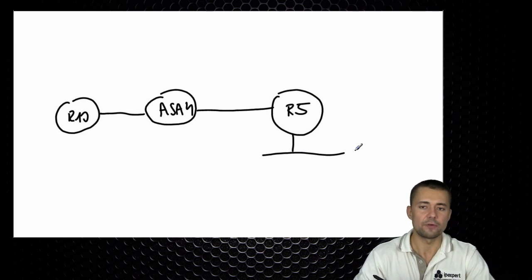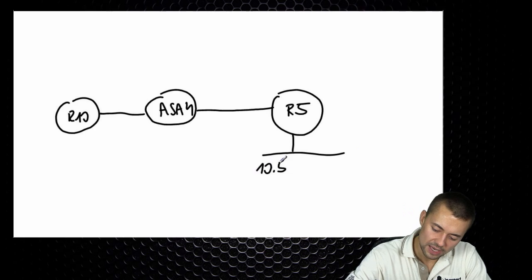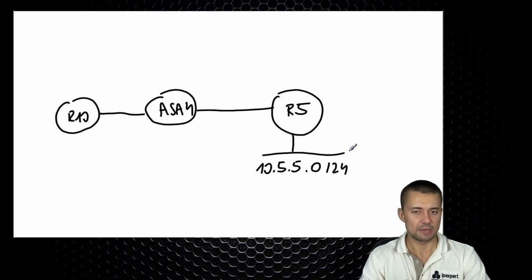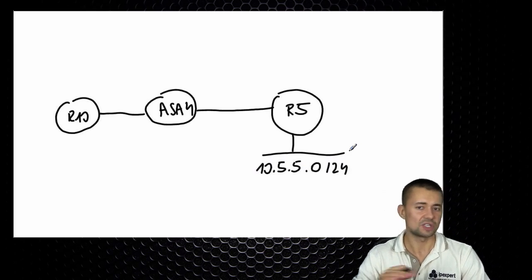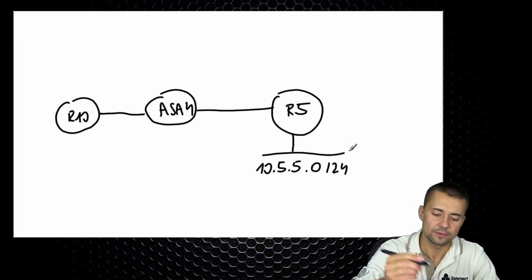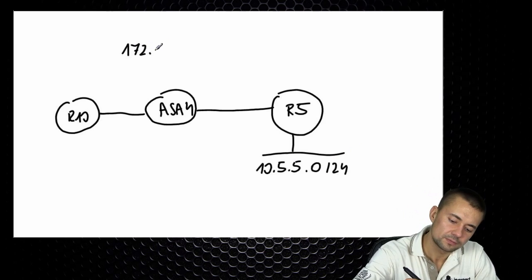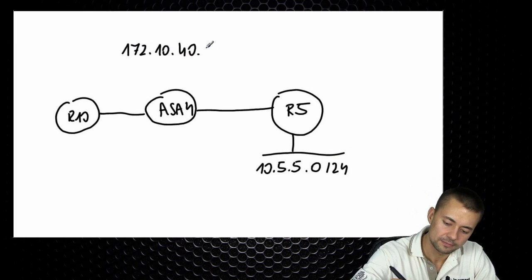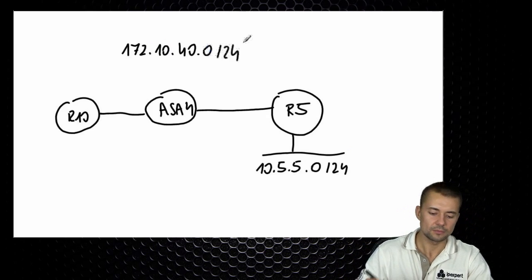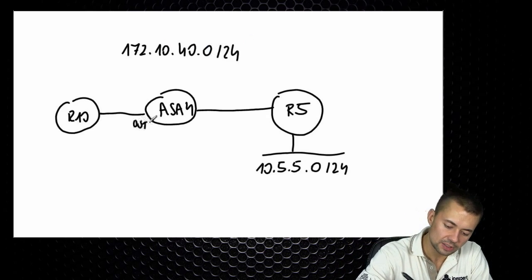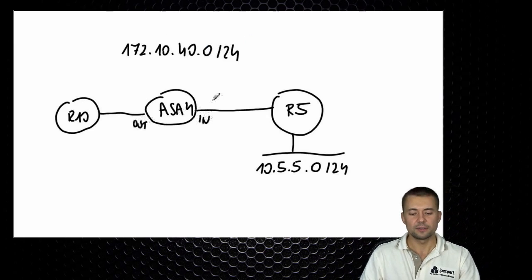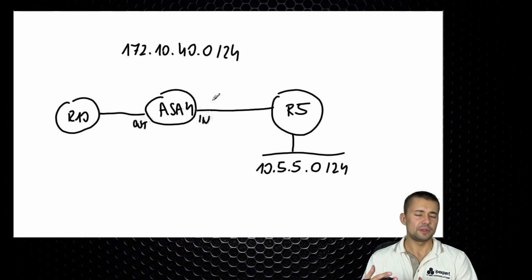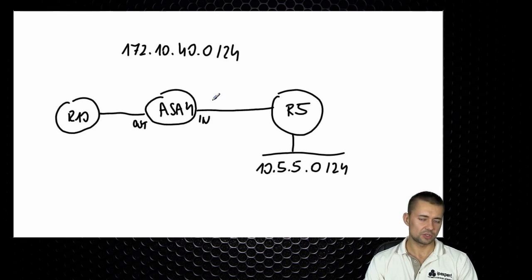And we will also have a remote subnet, which is going to be 10.5.5.0/24. The local subnet, the transparent firewall subnet between router 10 and router 5, is 172.10.40.0/24. So this is outside, this is inside. The ASA is pre-configured as a transparent firewall. It is configured with things such as access lists, so it allows ICMP communication.